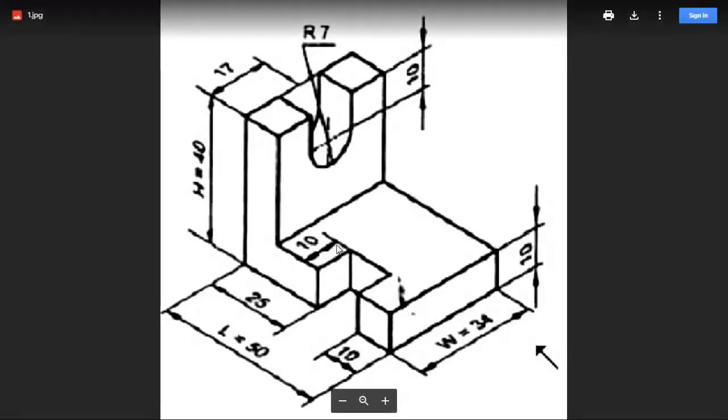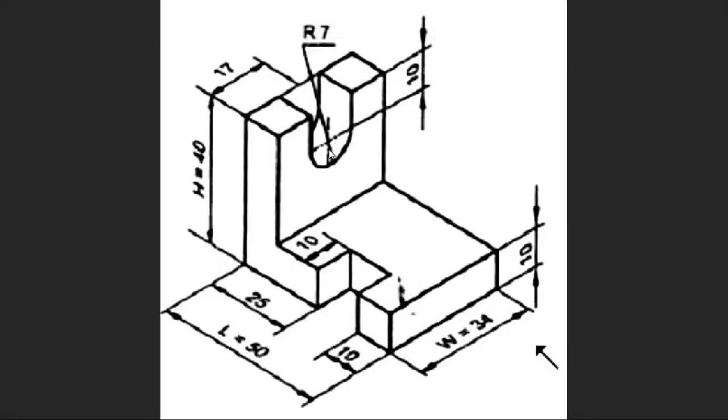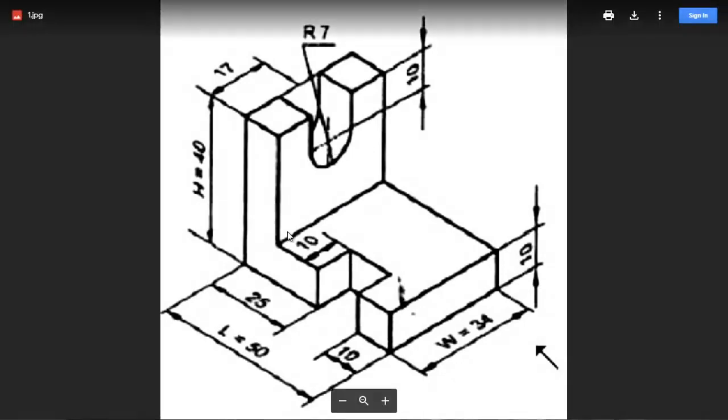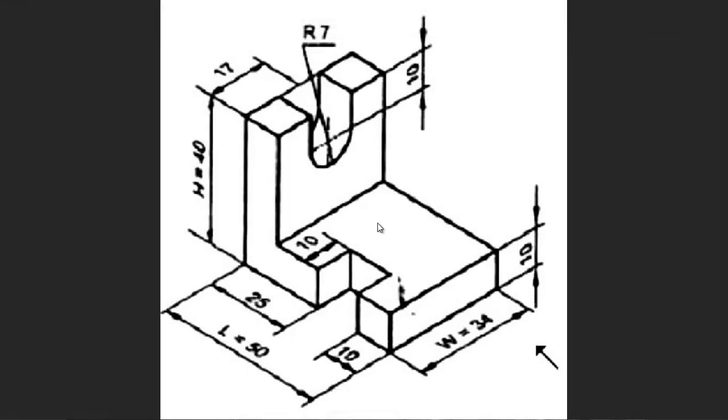So here is an isometric view of a component which came in many of the exams in most of the universities. It's a comparatively very simple diagram. Let us see how to create their front, top and side views.